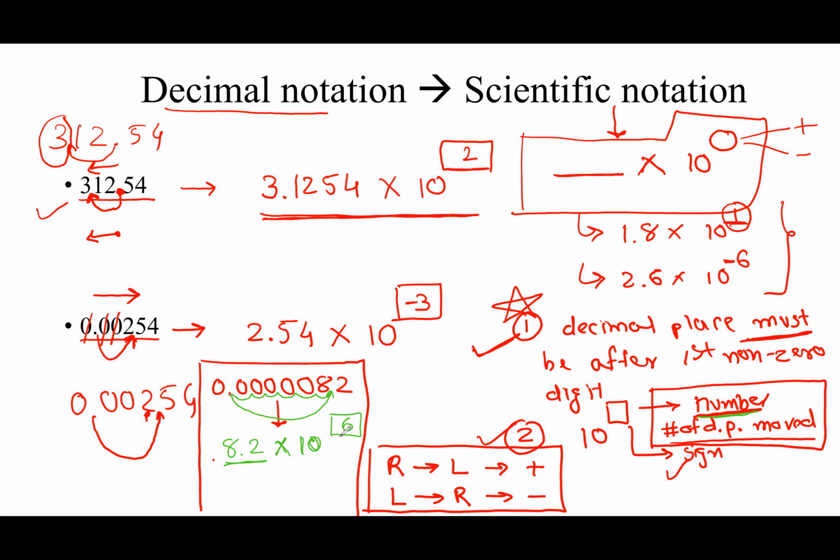So we're going to say 6, and we move it from left to the right. If it says left to the right, it should be a negative sign. So 8.2 times 10 to the power of -6. Awesome. If you got it right, awesome. If you haven't, now you know. Let me give you another one, the last one, before we move on.